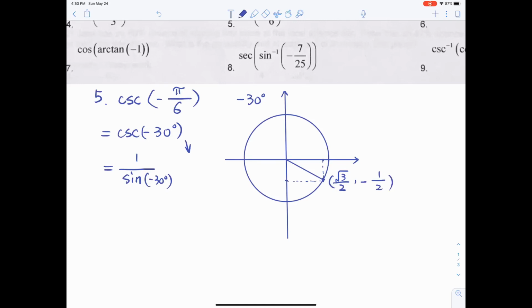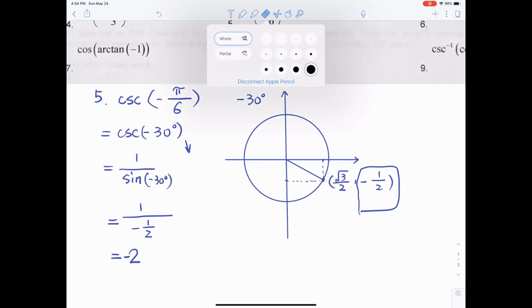And so sine is the y value. Equal to 1 over sine of negative 30 degrees, which is 1 over negative half. So flip it up. The result is 2 and it's a negative value. And that is it. So it seems doable. It's clear, right?